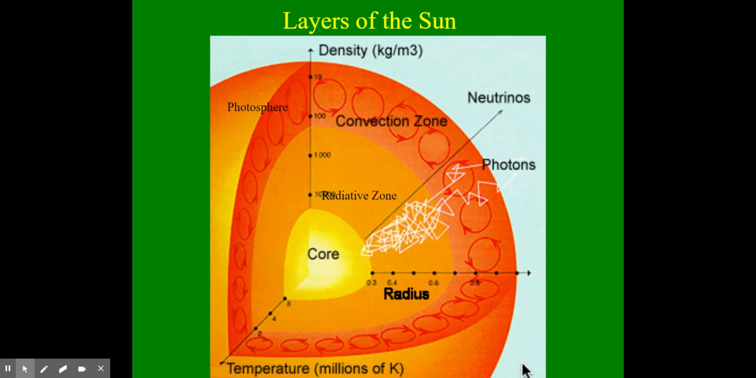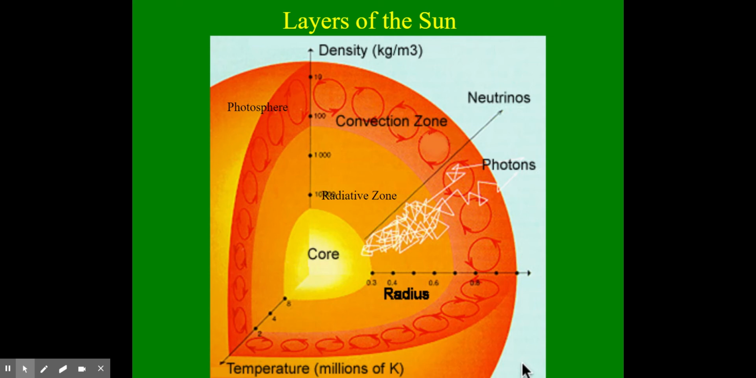Inside we have the core. That's where the nuclear fusion is happening. That's where hydrogen is combining with hydrogen to form helium. That's where the sun's energy is. Then we have this radiative zone that's outside of the core. And then we have the convective zone that is on top of that. The outermost layer of the sun, the surface of the sun, is called the photosphere.